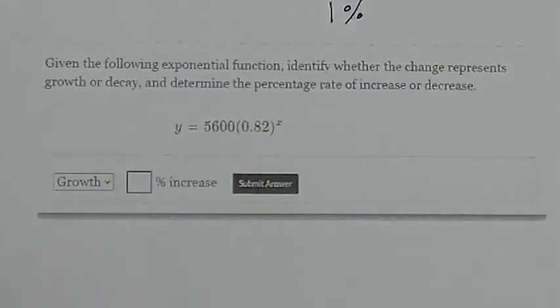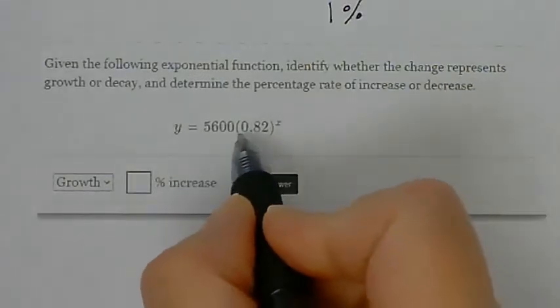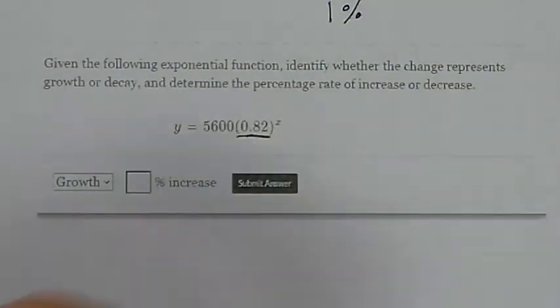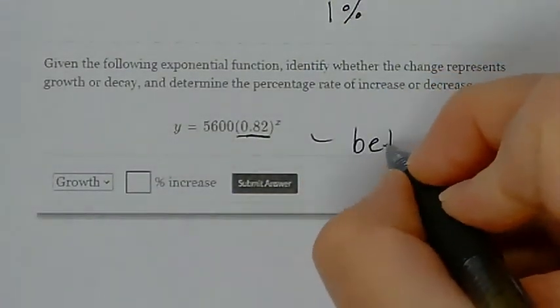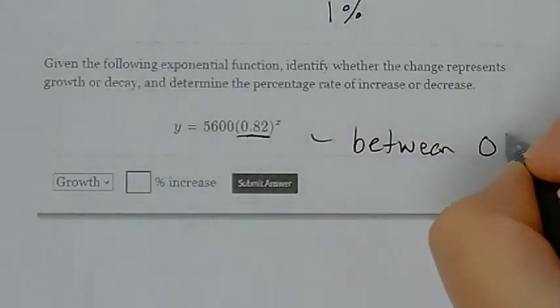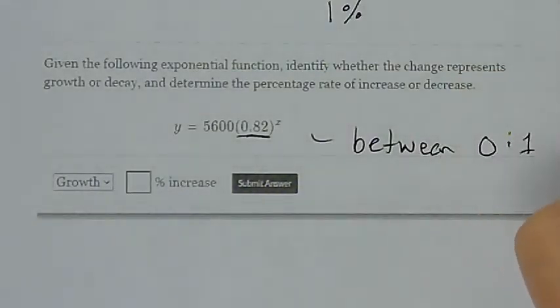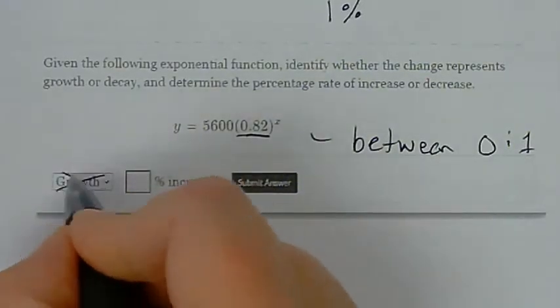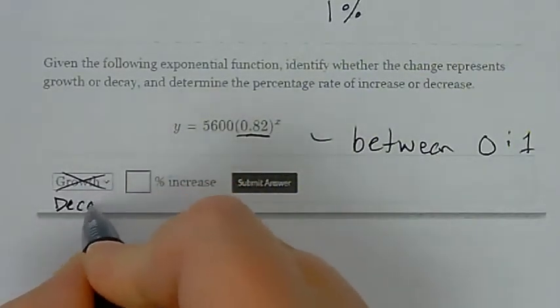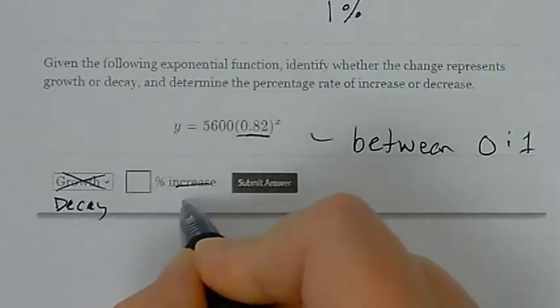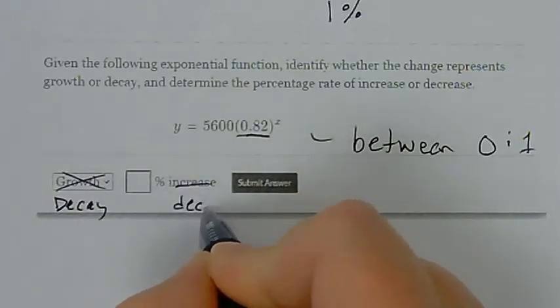Given the following exponential function, identify whether it's a growth or decay. Determine the percentage rate of increase or decrease. So I want to look inside here. Because this number is between 0 and 1, this is a decay. So I would go down and change this one to decay. And so now this is going to change to be a decrease.